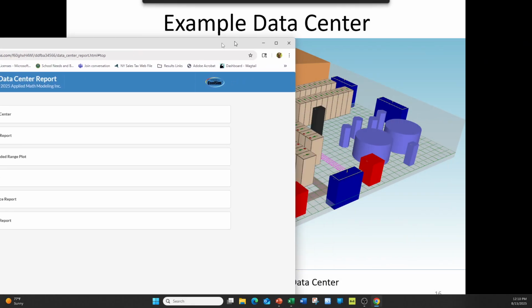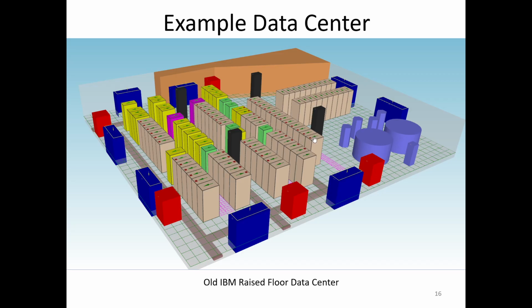Before I go there, let me just go over this a little bit so you know what we're looking at. These are the racks along here. You see the little red means that there are cable cutouts underneath them.